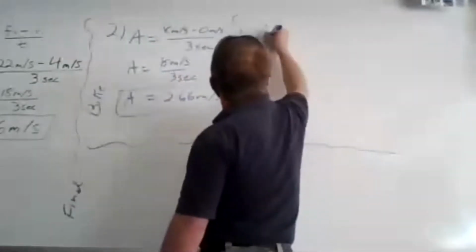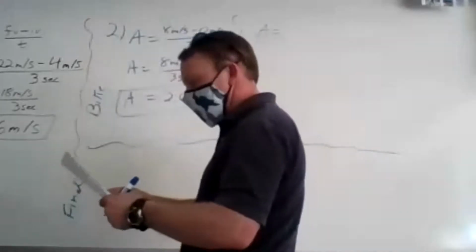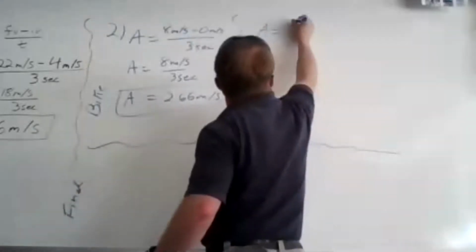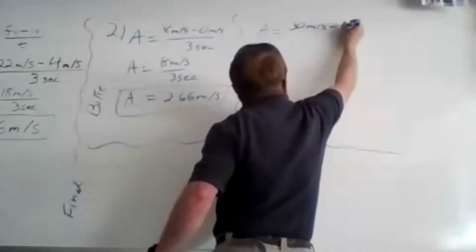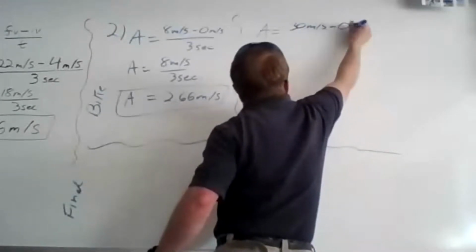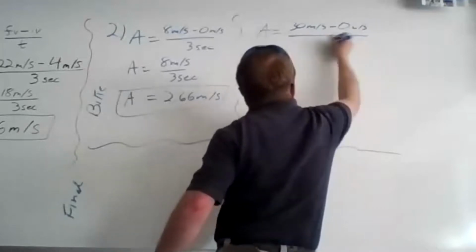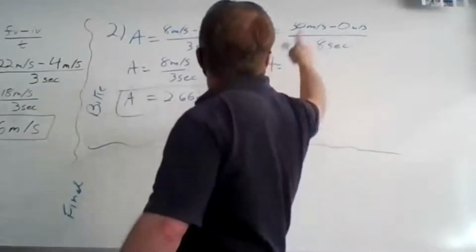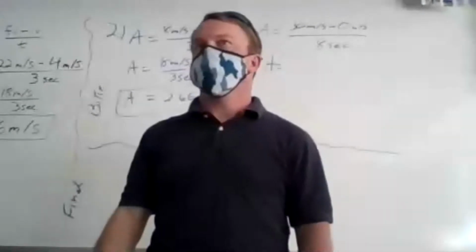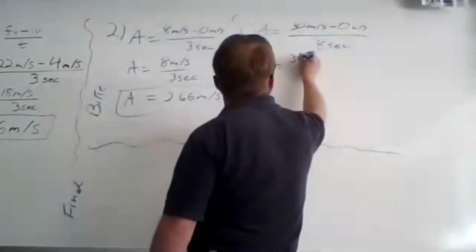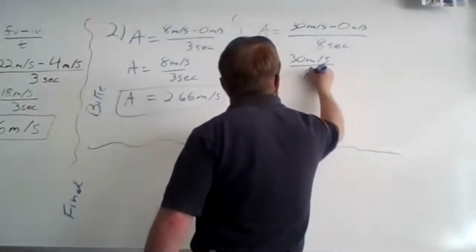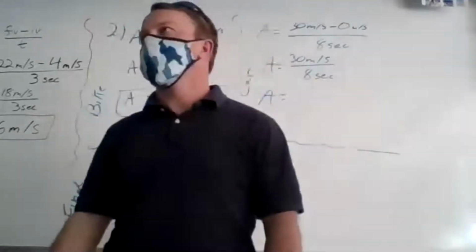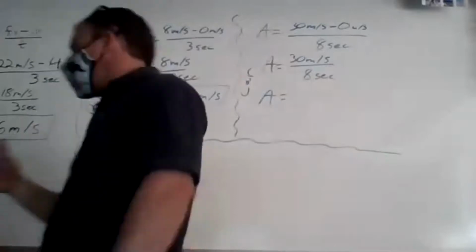Let's do the car. So the car has an acceleration rate of 0 to 30 meters per second in 8 seconds. So 30 minus 0 is what? 30, okay? Yep, good job. Over 8 seconds. What's the acceleration rate of the car? 3.75, good job.